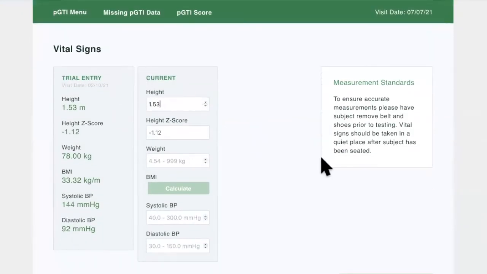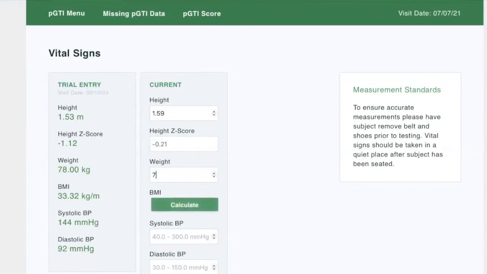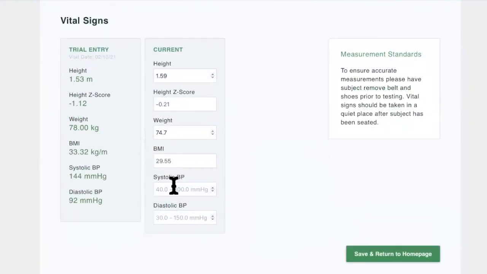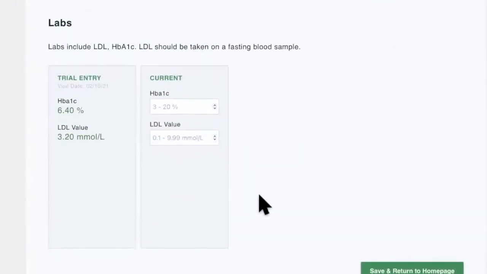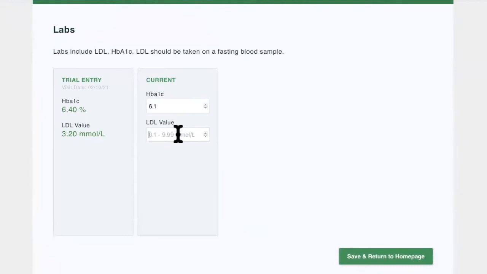The patient has begun to grow. Her height over the past 6 months has increased to 1.59 meters, and her weight has decreased. Her blood pressure has also improved. It's 135/88. Her hemoglobin A1C has improved somewhat. It's 6.1%, and her LDL is 3.3.